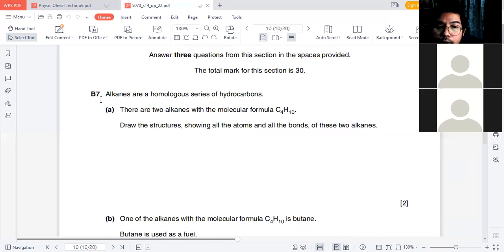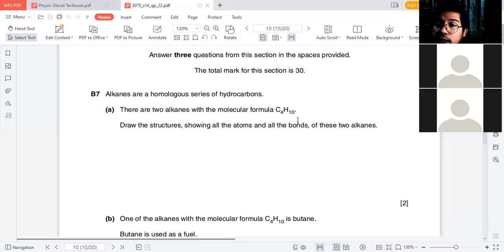Okay, B7. Alkane. This is the least reactive among the homologous series of the hydrocarbon. There are 2 alkanes with the molecular formula C4H10. Draw the structure, showing all the atoms, of these 2 alkanes. So they have a molecular formula of C4H10.